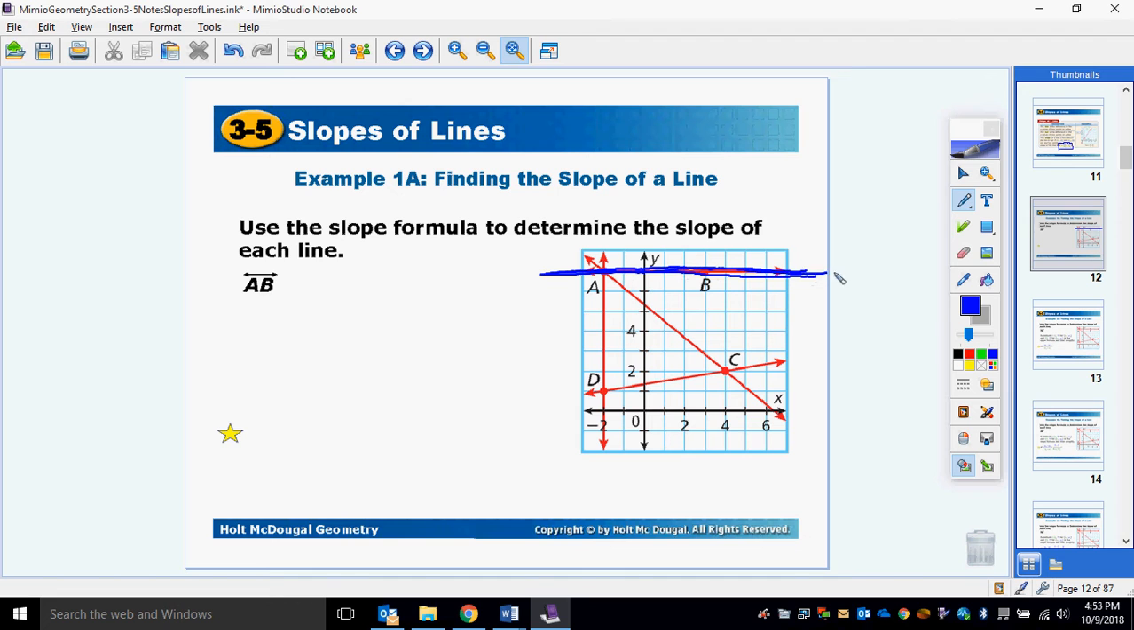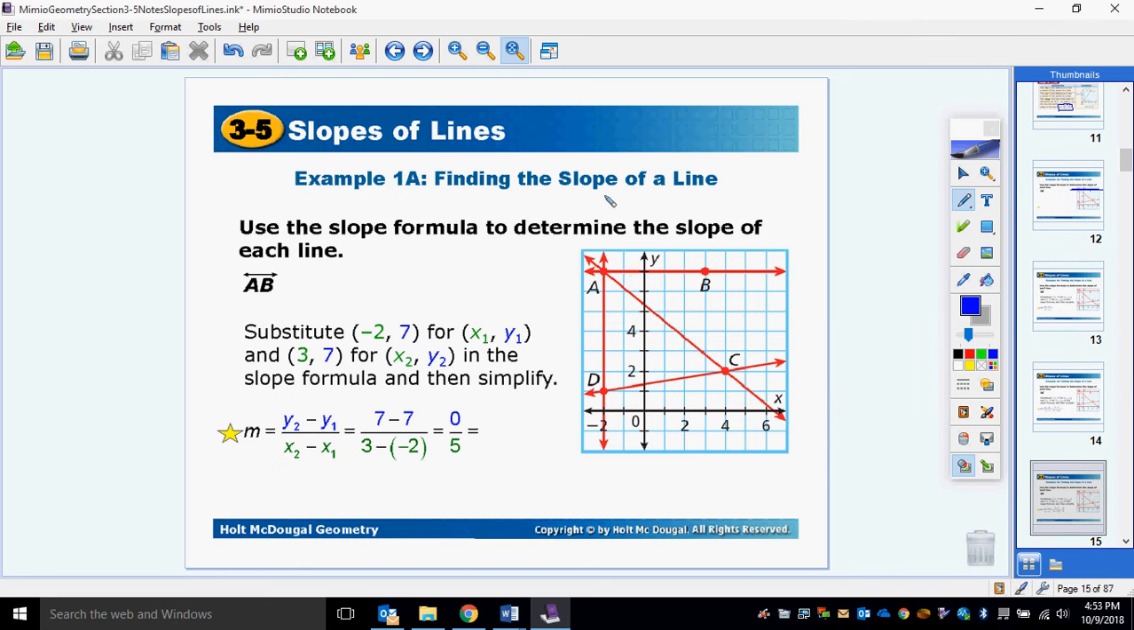This is a horizontal line, right? It's flat, okay? So if you're looking on your handout, we know the slope of a horizontal line is always going to be 0, but you can test the points. You can do the formula and you get 0 divided by 5 is 0.